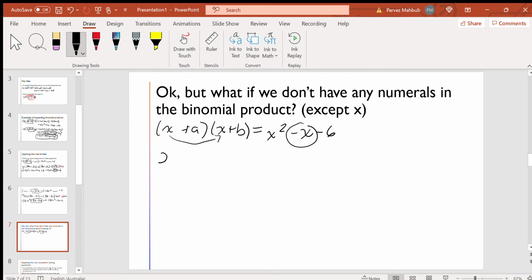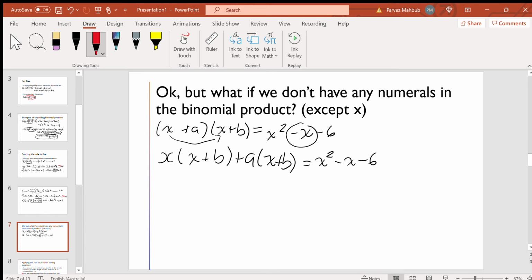x plus b times x plus a is equal to x squared minus x minus 6. Let's substitute in minus 3 and 2, so let's make b minus 3 and a is 2. So this is also minus 3.